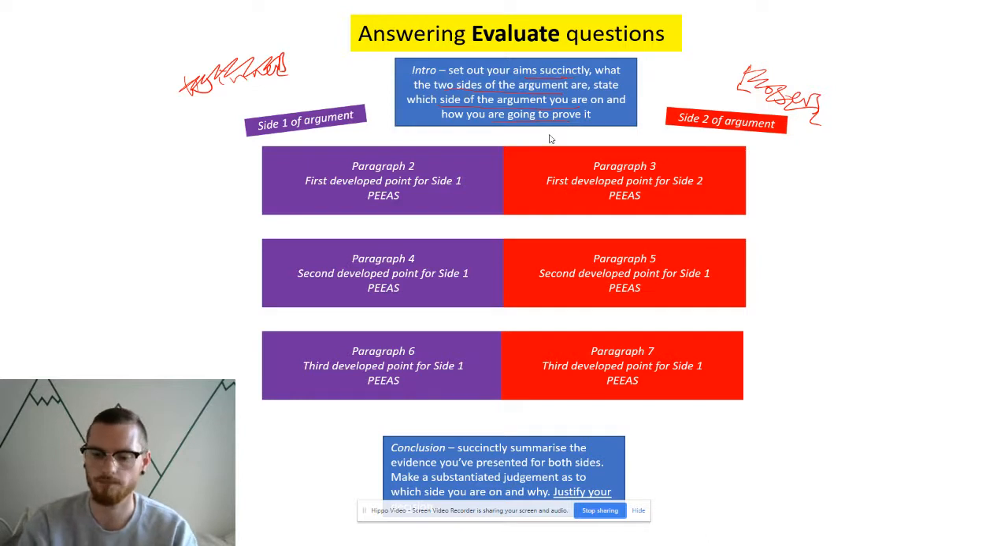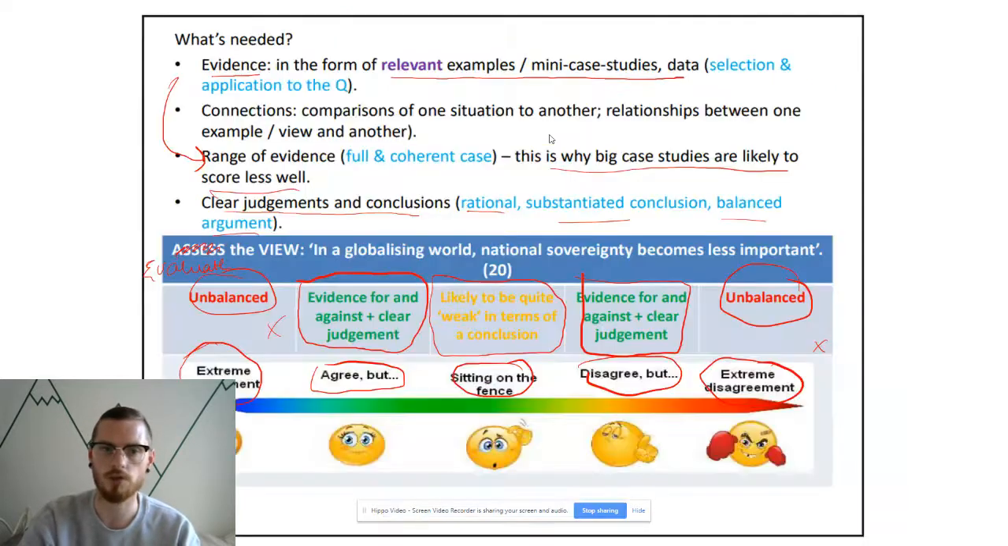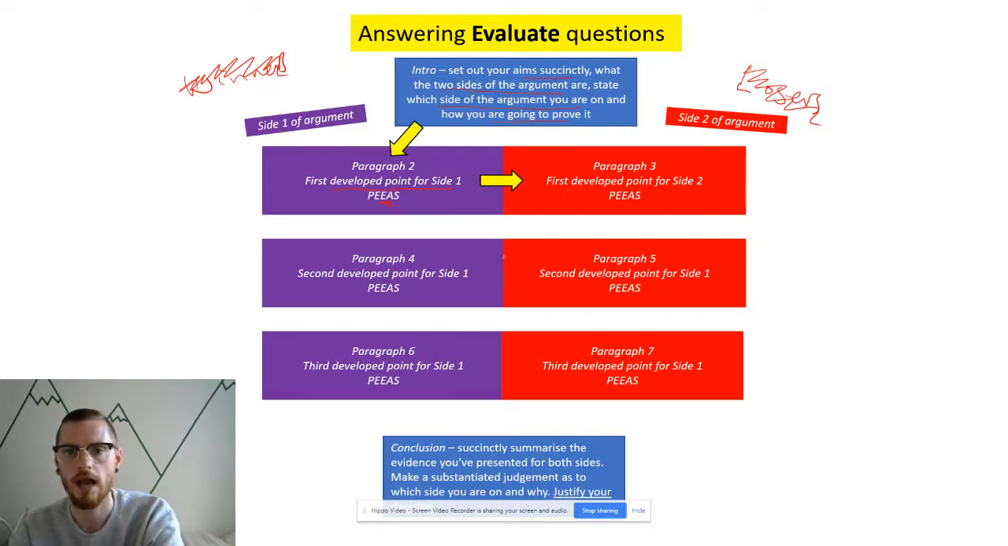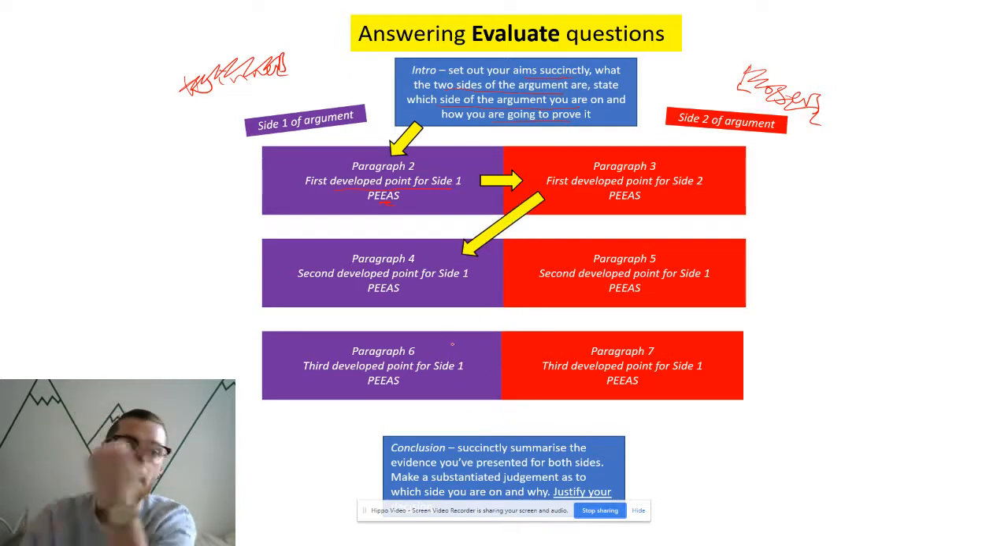Then you're going to go through this structure. Follow the arrows along. We're going to start with side one of the argument, whatever that is. Let's say it was winners. And this is going to be the second paragraph of your essay. You're going to give me your first developed point for side one, and you've got to use PEEL, okay? And then you're going to go into paragraph 3, and it's going to be your first developed point for side 2. And then you're going to skip to paragraph 4, and you're going back to the other side of the argument, and this is going to be your second developed point, again PEEL.